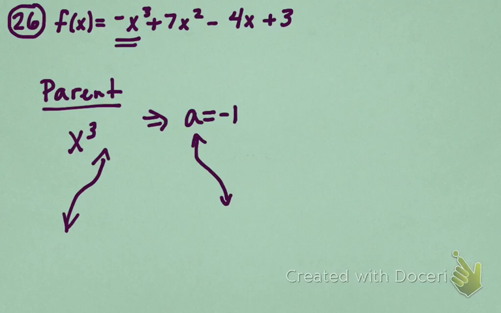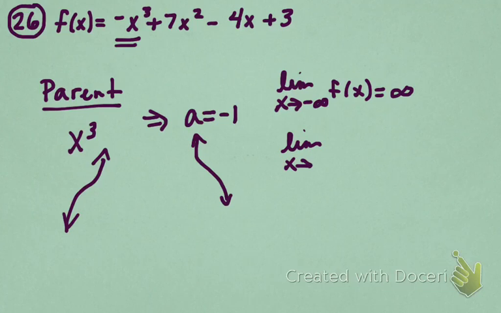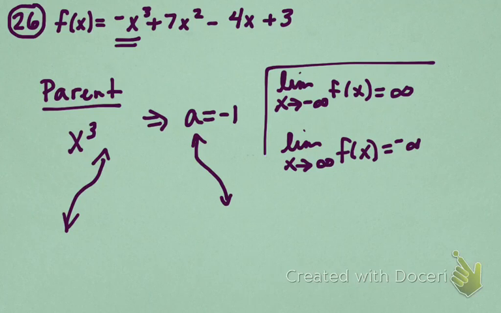So for this function, my answer is the limit as x approaches negative infinity of f of x is positive infinity, and the limit as x approaches infinity for f of x equals negative infinity. And that is the answer to that one and the end of this video.